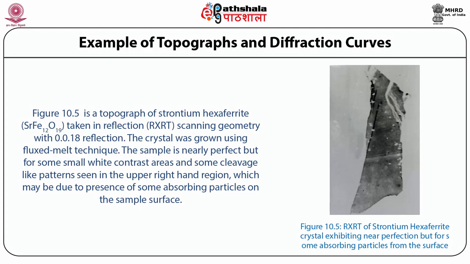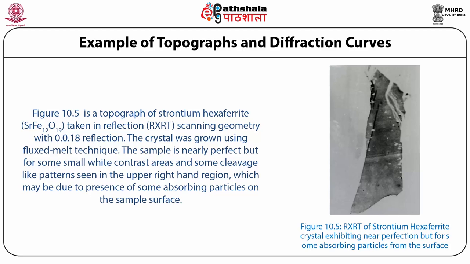Figure 10.5 is a topograph of strontium hexaferrite, whose chemical composition is SrFe12O19, taken in reflection scanning RXRT geometry with 0 0 18 reflection. The crystal was grown using the flux melt technique.